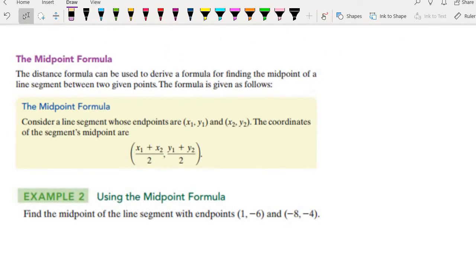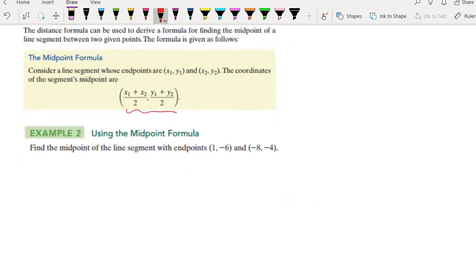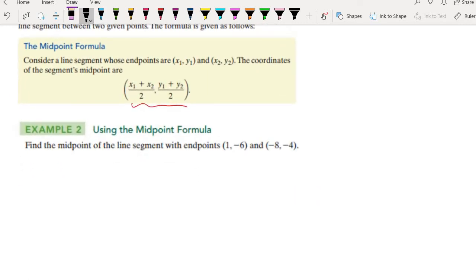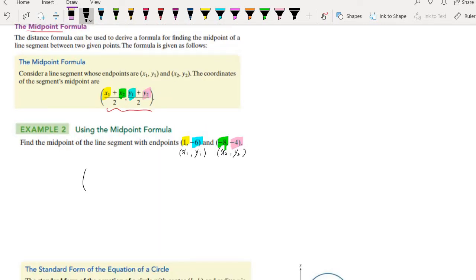The midpoint formula, we're going to have x1 plus x2 over 2, and then y1 plus y2 over 2. Let's go ahead and look at this example. So we have 2 points. I'm just going to label this as my x1, y1, x2, and then y2. I'm just going to do a substitution. So x1 is 1, and then x2 is -8, over 2. And then we're also going to add y1, that's -6, and then y2 is -4, and then divide by 2.